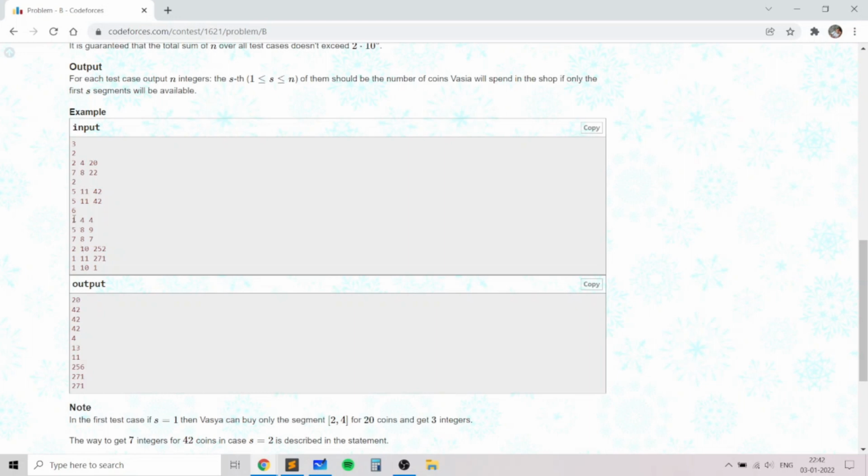And then if we look at the first four segments, it's clear that we should choose the first segment and the last segment in order to get 1 to 10. So that costs 4 plus 252, which is 256.